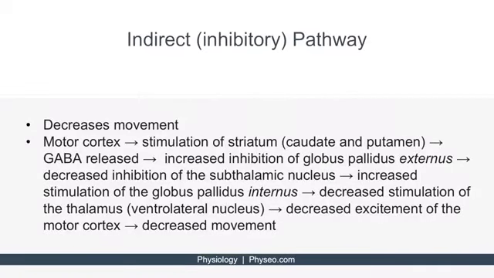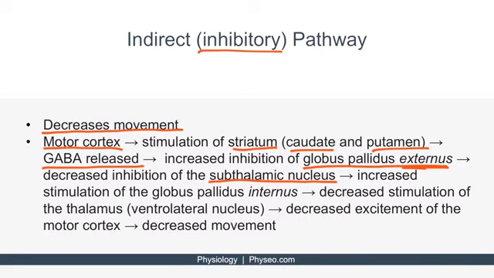So now let's talk about the indirect or inhibitory pathway. Now, the indirect or inhibitory pathway decreases movement. A signal starts in the motor cortex and then stimulates the striatum, the caudate, and the putamen, and then GABA is released, which causes increased inhibition of the globus pallidus externus, which then causes decreased inhibition of the subthalamic nucleus, which causes increased stimulation of the globus pallidus internus.